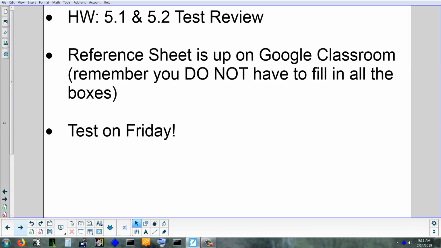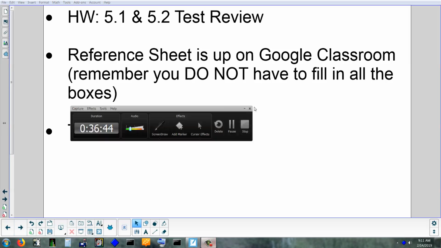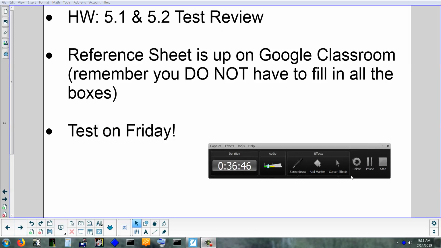Does that make sense? Yes. So again, fill in on the reference sheet the stuff you have a hard time doing. If you want to fill in every box, that's entirely up to you. My suggestion would be make sure you write down all the steps too, like distribute, combine like terms, get variable by itself, divide. I would do that.